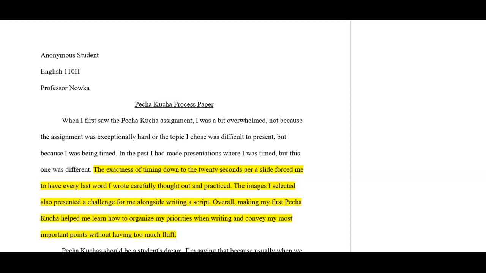So the paper begins, "When I first saw the PechaKucha assignment, I was a bit overwhelmed. Not because the assignment was exceptionally hard or the topic I chose was difficult to present, but because I was being timed. In the past, I had made presentations where I was timed, but this one was different. The exactness of timing, down to 20 seconds per slide, forced me to have every last word I wrote carefully thought out and practiced. The images I selected also presented a challenge for me alongside writing a script. Overall, making my first PechaKucha helped me learn how to organize my priorities when writing, and convey my most important points without having too much fluff."